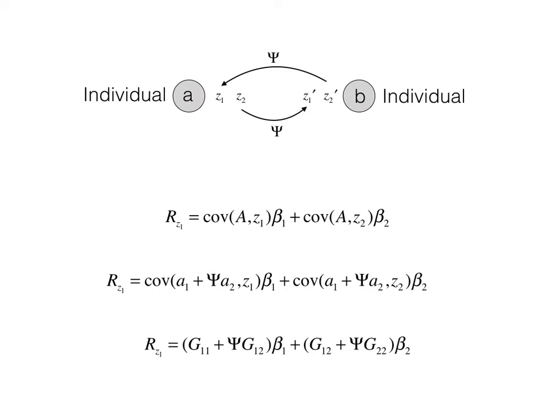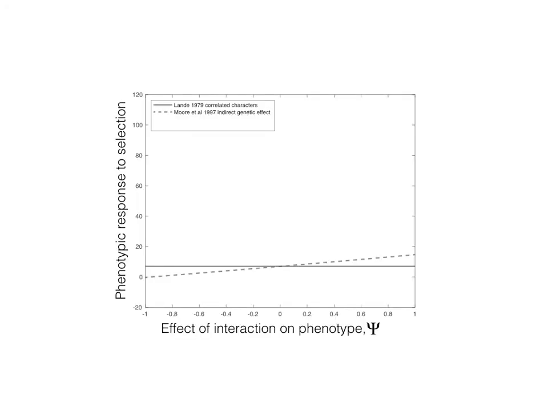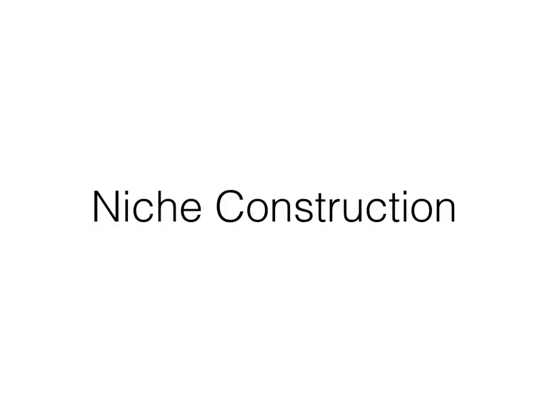Okay, and we can assign some values to the parameters in our model here, and we can graph this. So on the x-axis here is the effect of the interaction on the phenotype, that's psi. On the y-axis is the phenotypic response to selection. So here, as a comparison, I'm using the Lande 1979 correlated characters model. There's no social interaction there, so it's a solid straight line. And when you add the social interaction, it's no longer a straight line. So what's interesting here is that depending on the value of psi, you can get a response to selection that's much faster than you would have expected in the absence of an interaction, or much slower, depending on the value of psi.